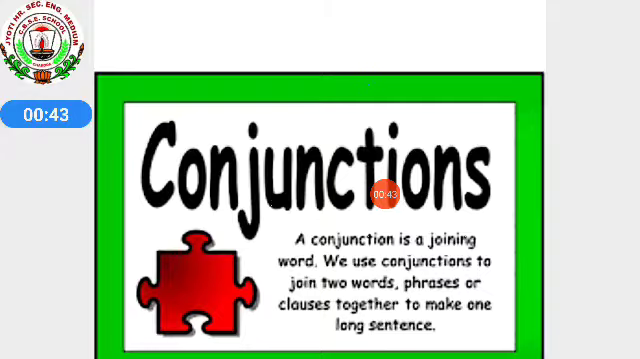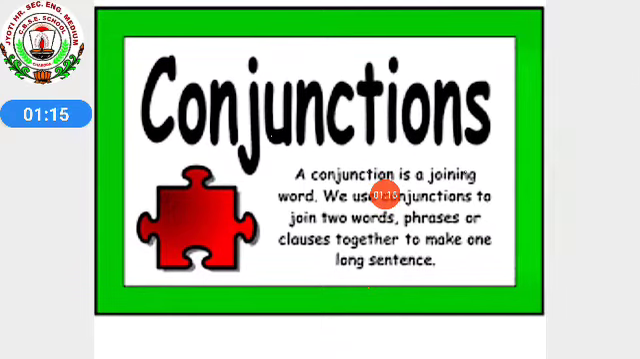And where are we using conjunctions? We use conjunctions to join either two words or two phrases or two clauses together to make one long and meaningful sentence. Okay. So, where we are using conjunction, it's a joining word. For example, but, and, that, all these come under your conjunction, which we are using to join two words or two phrases or two clauses together to make one meaningful sentence.